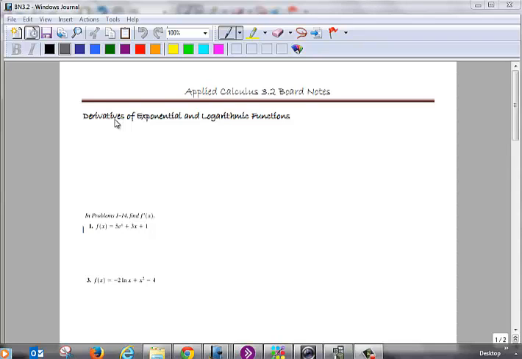All right, let's do some examples from section 3.2, which is to take derivatives of exponential and logarithmic functions. In section 3.1, you played with exponentials and logarithmic functions a little bit, because maybe you haven't seen that in a while, so that was kind of review.